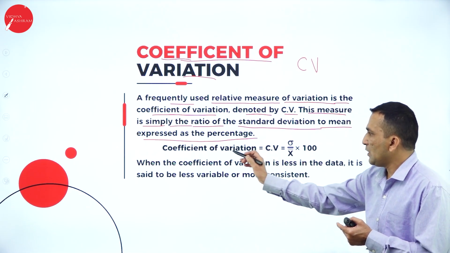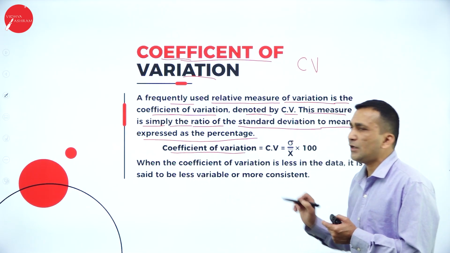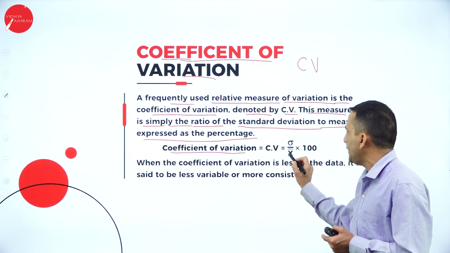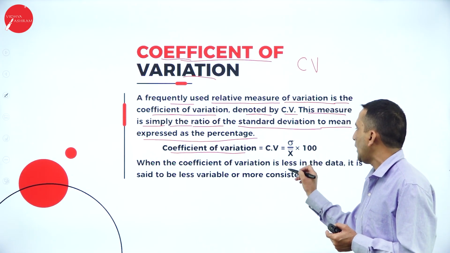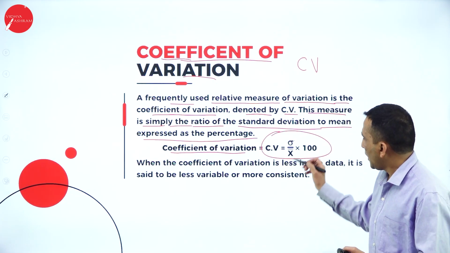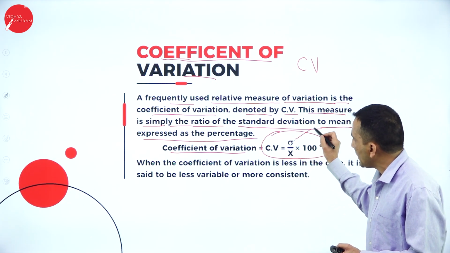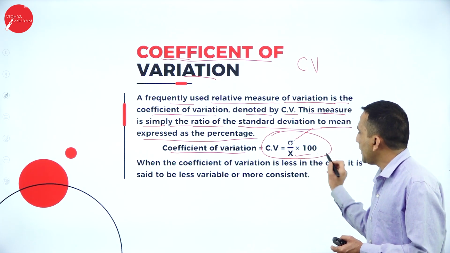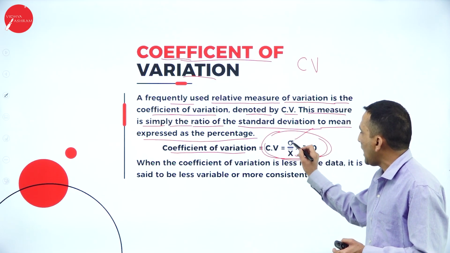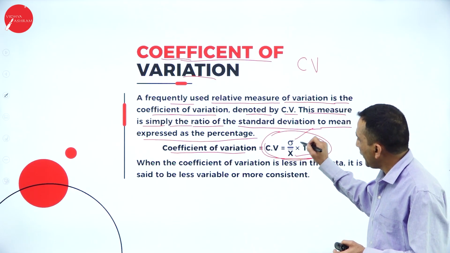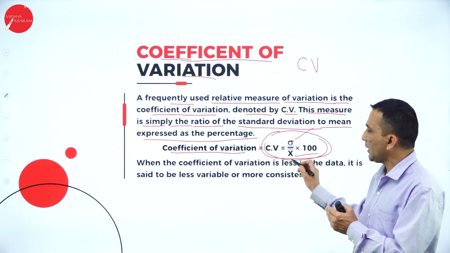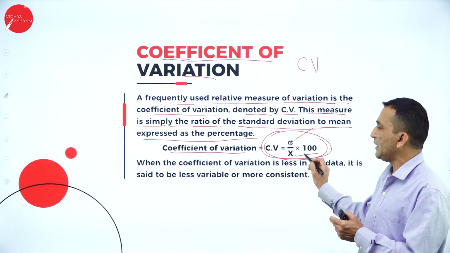So this formula is very clear here. Coefficient of variance formula: CV is equal to standard deviation divided by x bar, into 100. According to this formula, you need to calculate the standard deviation and x bar, the mean value, because the formula has sigma as well as x bar. So according to this formula, in the data set you need to calculate each and everything that is required.